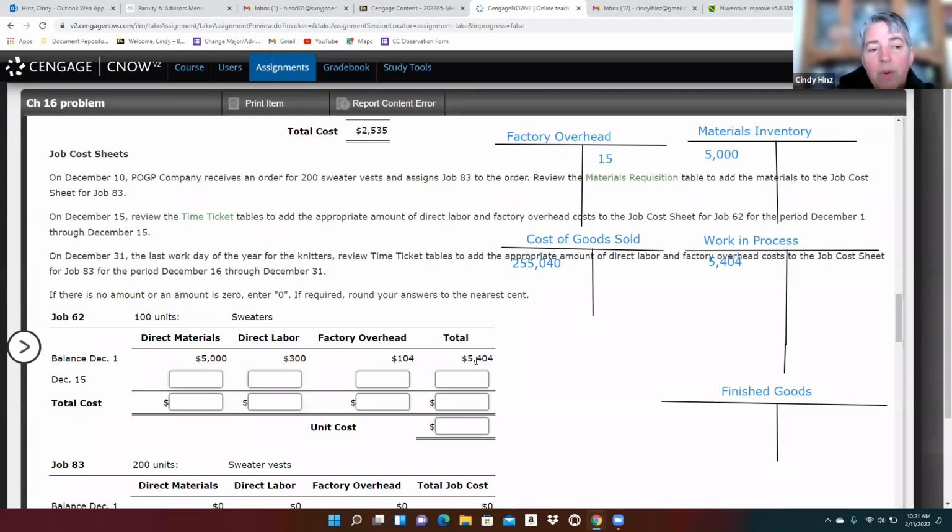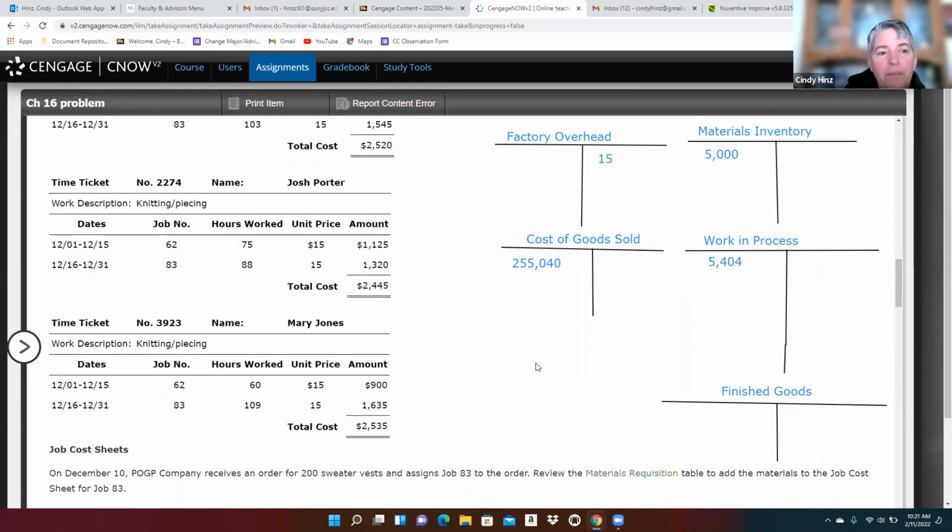So in December, we're going to finish up that job. We're not going to add any more direct materials. All the direct materials were added at the beginning of the job, but we are going to include some additional direct labor and overhead, apply some overhead. So I can put in the totals there for direct materials, but we're going to be looking for the direct labor and overhead that was assigned to this job.